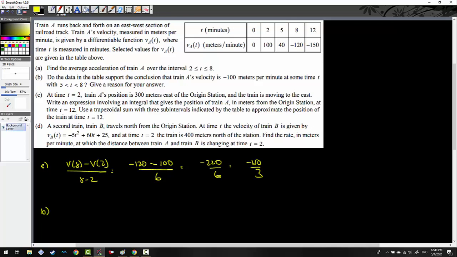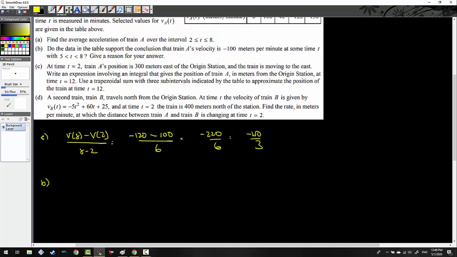Part B, it says, do the data in the table support the conclusion that train A's velocity is negative 100 meters per minute at some time within 5 to 8? Give a reason for your answer. Okay, so I'm given a table of velocity, and I want to know if the velocity is equal to a certain value on a certain interval. To me, that screams intermediate value theorem.